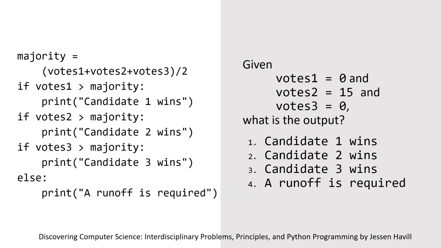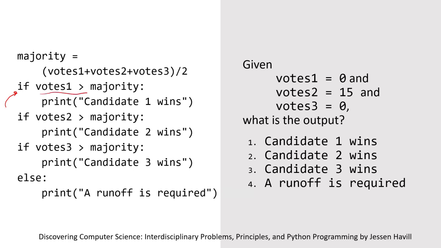Can you tell me what will be the output in this case? Vote 1 is 0, vote 2 is 15, and vote 3 is again 0. So the same code but different input. Take your time and find out the output. Let's find out the output for these input values.